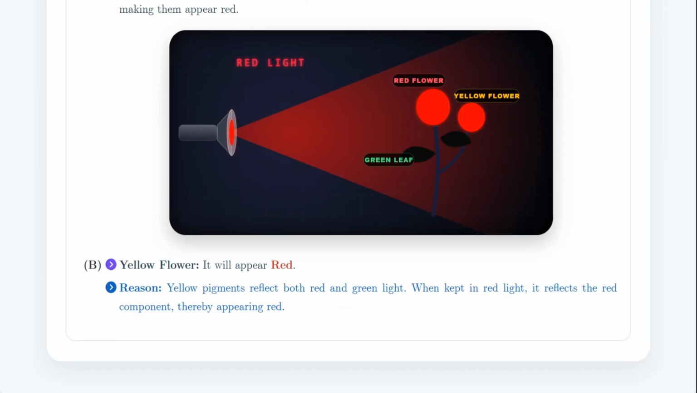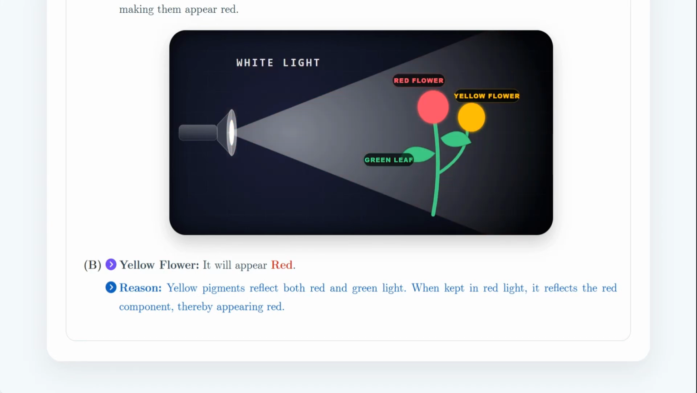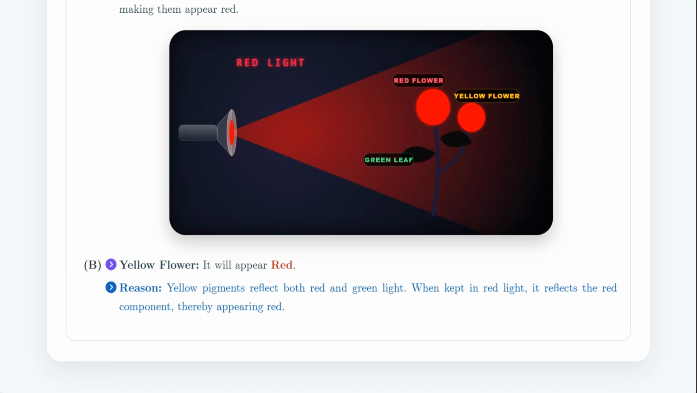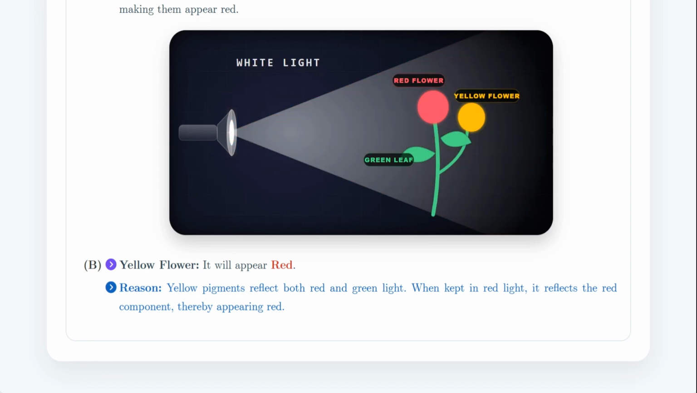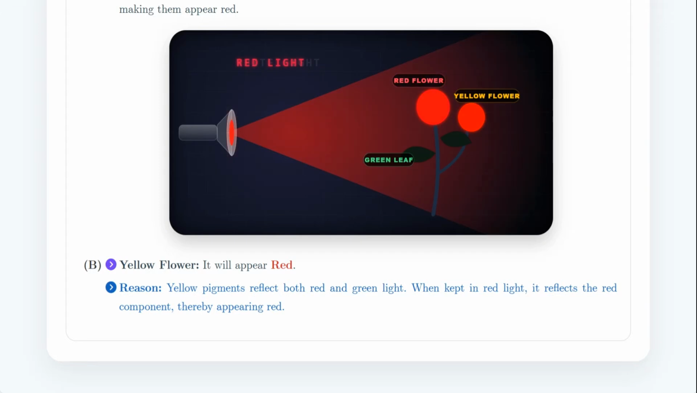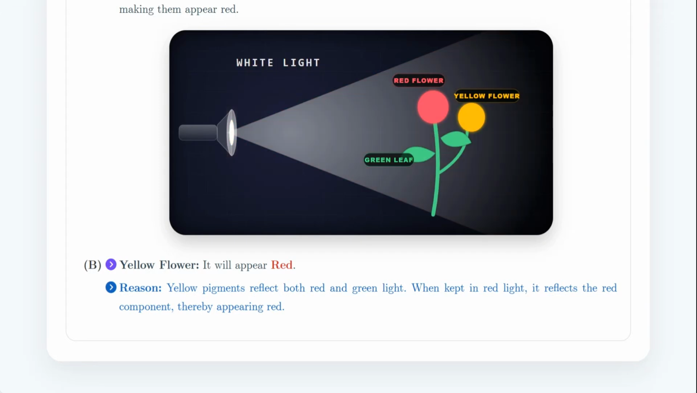Here is the reason: yellow light is a composite of red and green light. This means yellow pigments naturally reflect both red and green light. When we shine purely red light on it, there is no green to reflect, so it only reflects the red component. Therefore, our eyes perceive the yellow flower as red.